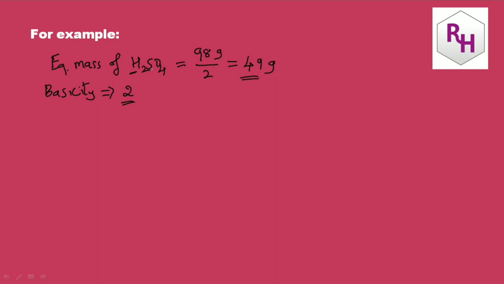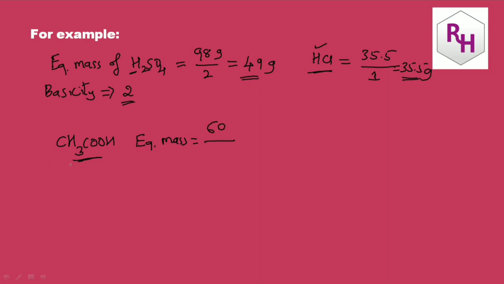Very simple, isn't it? Now take HCl. Equivalent mass of HCl is 35.5 divided by the basicity. Only one hydrogen is present, so basicity is equal to 1, and the answer becomes 35.5 only. Like that, calculate for acetic acid. Acetic acid formula is CH3COOH. Its molecular mass is 60, divided by, what is the basicity here?